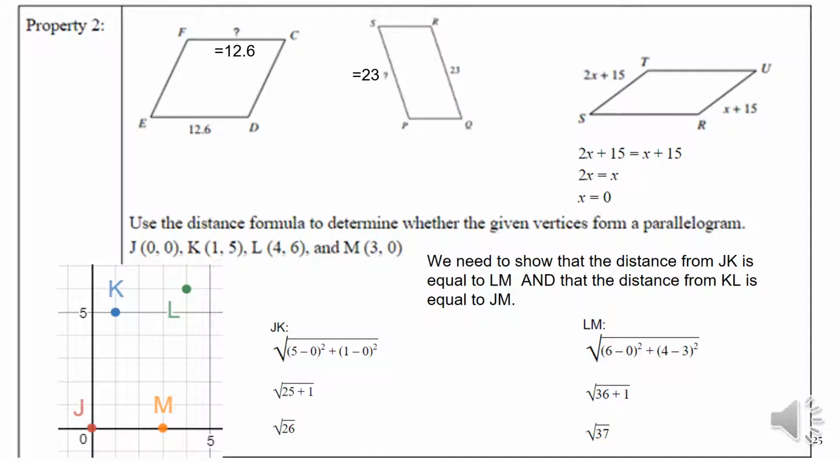LM has a distance of square root of 37. And you can kind of tell from the picture that they clearly don't look like they would be equal lengths. Thus, this is not a parallelogram.